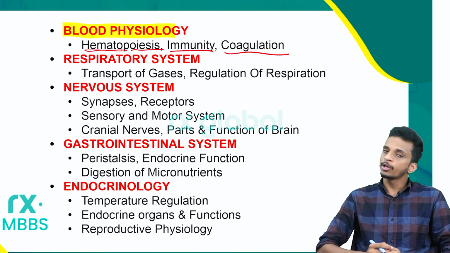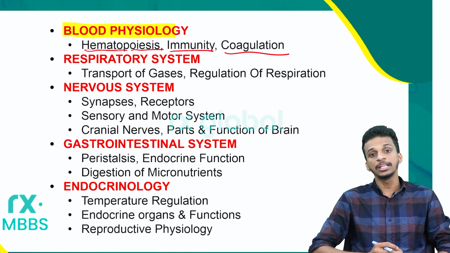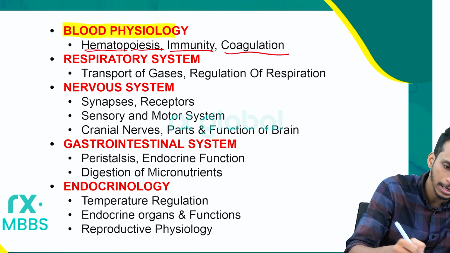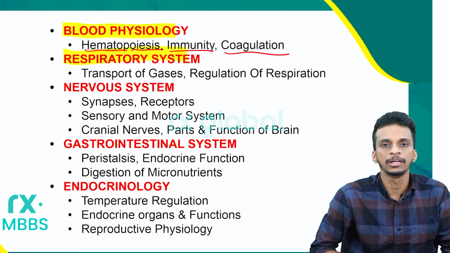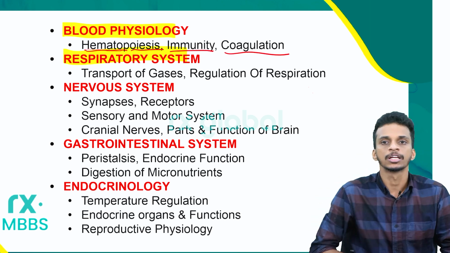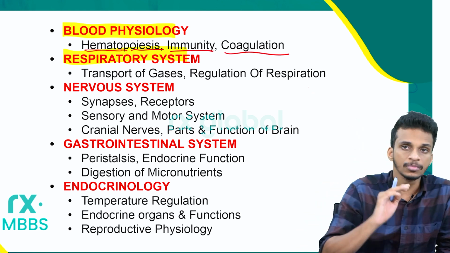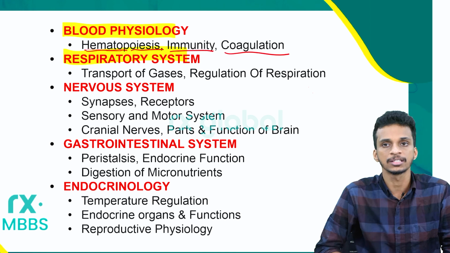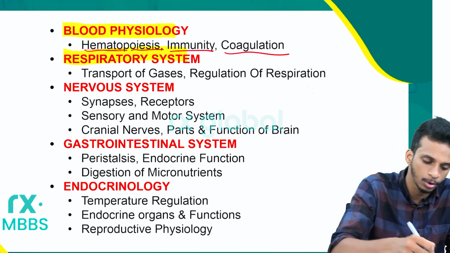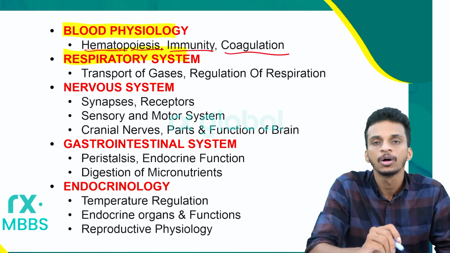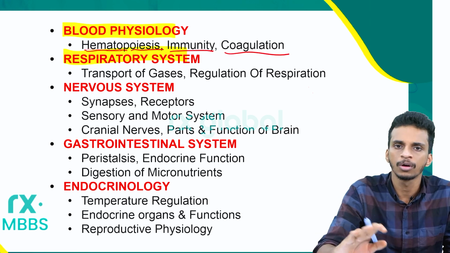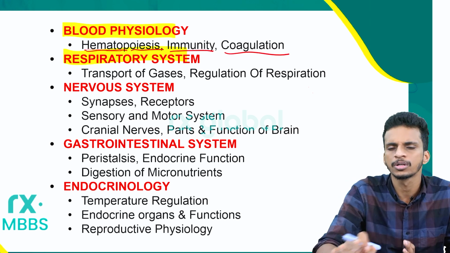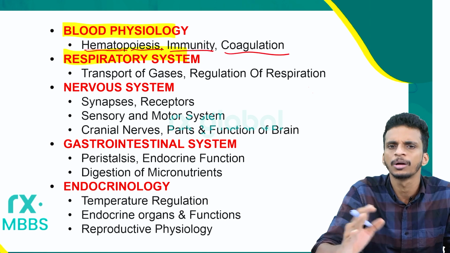Now, in your +1 biology, you had a chapter called breathing and exchange of gases. Corresponding to that, we have the respiratory system here. Here you will be learning in detail about the respiratory system, including the transport of gases. You know that you have learned about the transport of both oxygen and carbon dioxide. Partly it's almost the same as what you learned in your +1, but you will be learning in a more detailed manner.